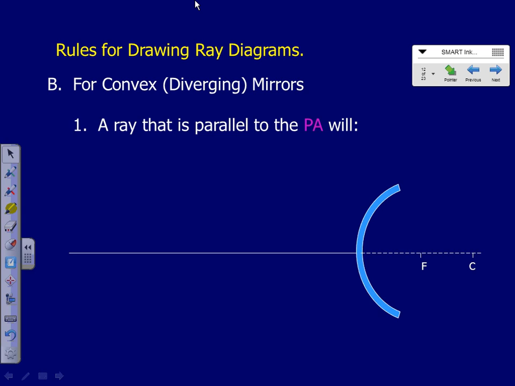Is that correct? A ray parallel to the principal axis. Rule 1, a ray parallel to PA will. All right. Which way is it going to go? It's going to reflect, but it's going to reflect a certain way.